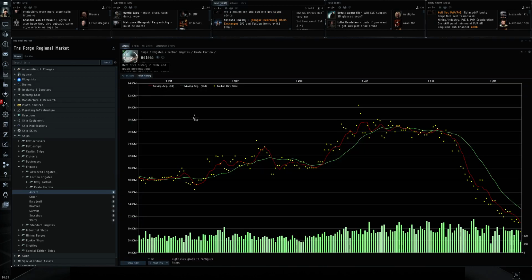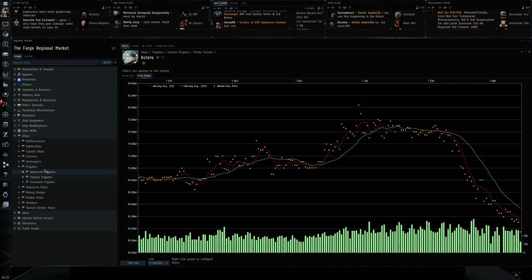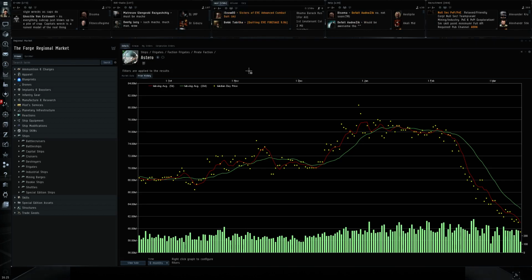So there you go. That's my tip for you guys. Keep an eye out for the Guristas event coming March 18th. And if you have some lower skilled players that want in on this, but also want in on some of the PvP, faction ships are going for a very good price at the moment. And that's definitely something that could help make these new players competitive and feel useful in some of these sites. So there you go.